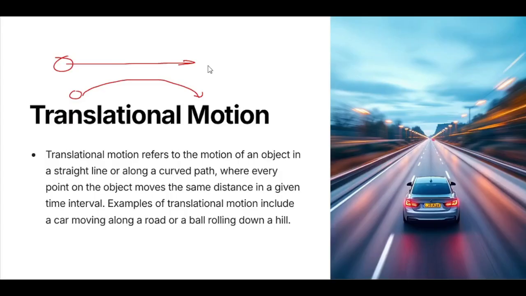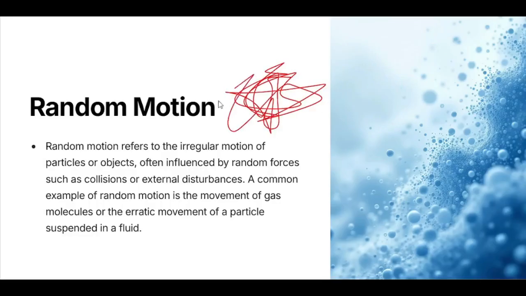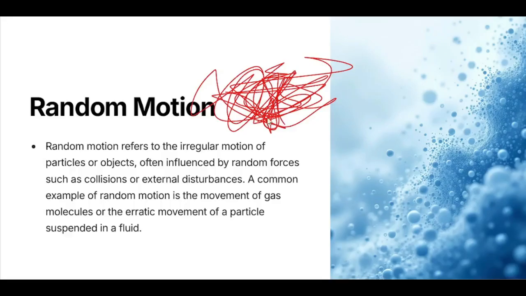So next we have random motion. Random motion is a kind of haphazard motion. It does not have a specific direction. It's usually just scattered. You see the particles or the motion going without a direction, just going recklessly. This kind of motion is called Brownian motion, when they don't have a specific direction. It is an irregular motion where objects or particles are influenced by random forces such as collision or external disturbances.